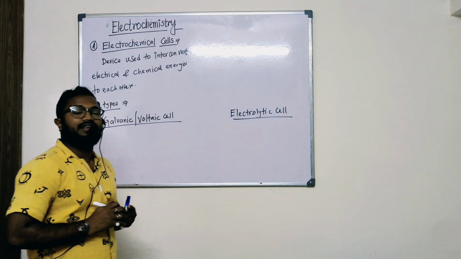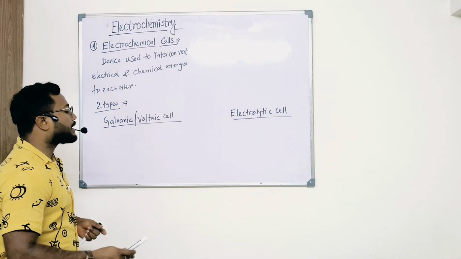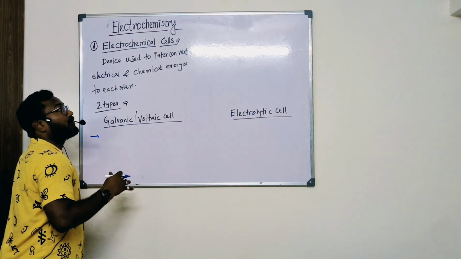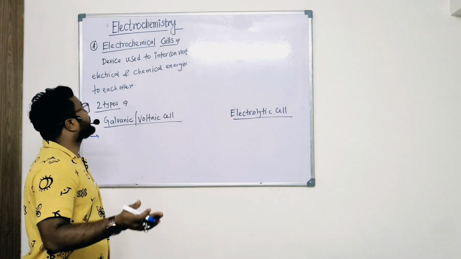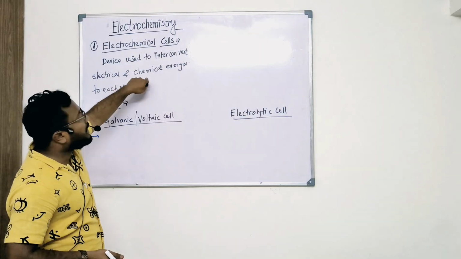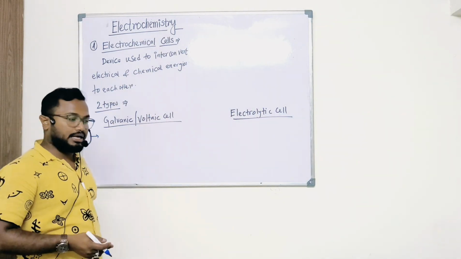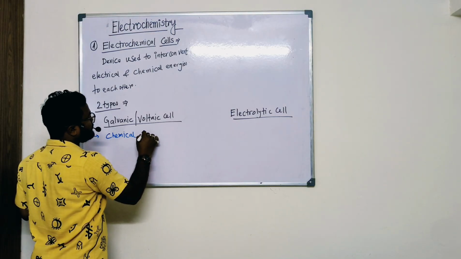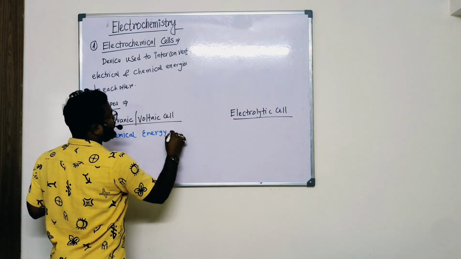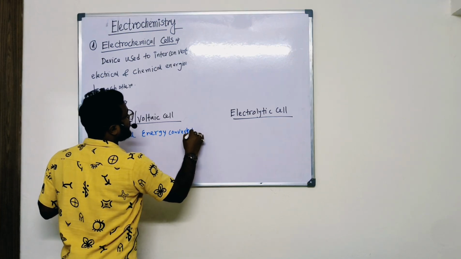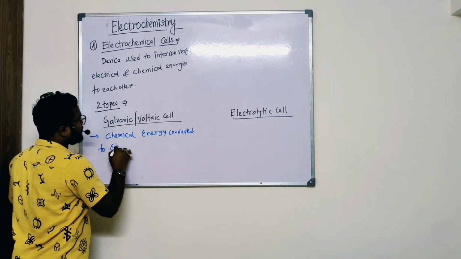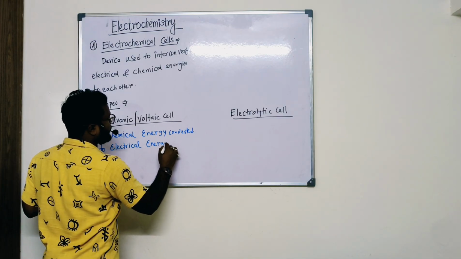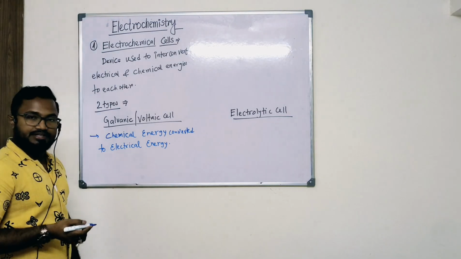What do you mean by galvanic cell or voltaic cell? We can say that galvanic cell is the cell used to transfer chemical energy to electrical energy. So it is used for chemical energy converted to electrical energy. That is considered as galvanic cell.